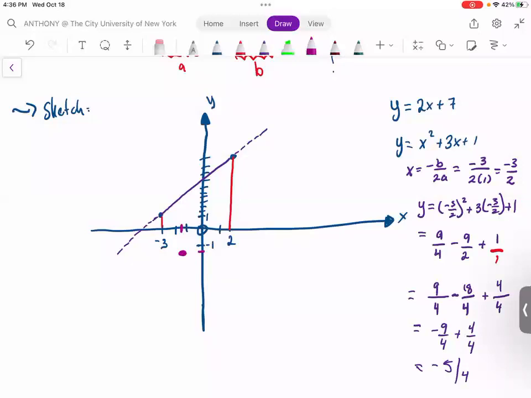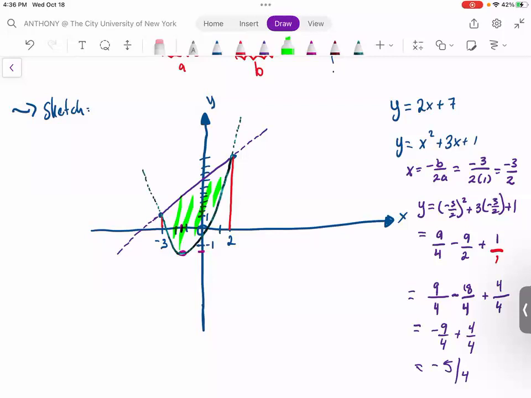Now I can draw a parabola, essentially where I know my vertex is that pink point. So we have something like this. And that's going to be your graph, right? So this is our region of interest.